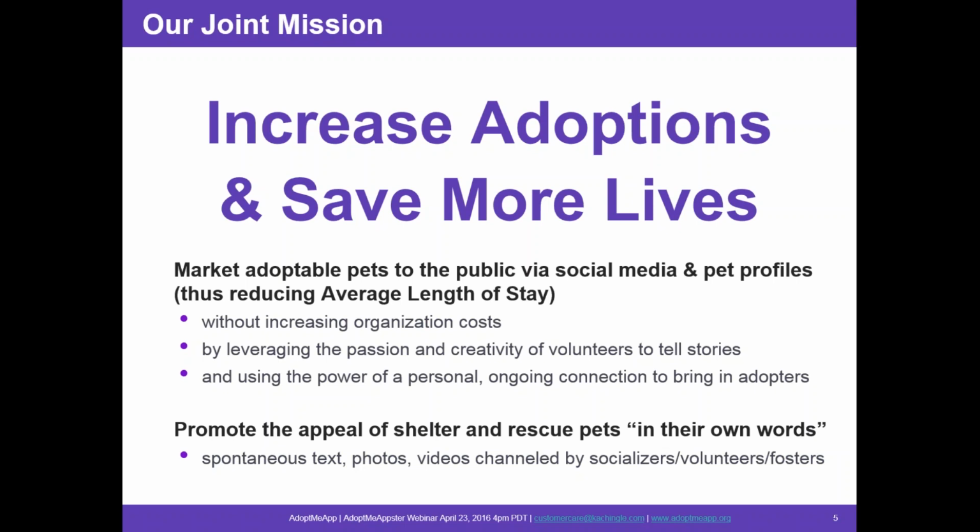The posts from AdoptMeApp have been seen with really a handful of shelters probably 4 million times on Twitter. So Twitter is our first social media interaction. So we've actually counted it up. It's nearly 4 million views. And we also believe the way to do this is to allow the pets in a way to speak in their own words, of course, channeled by the fosters or the volunteers or the staff or whoever knows that animal the best, and to do it very easily.